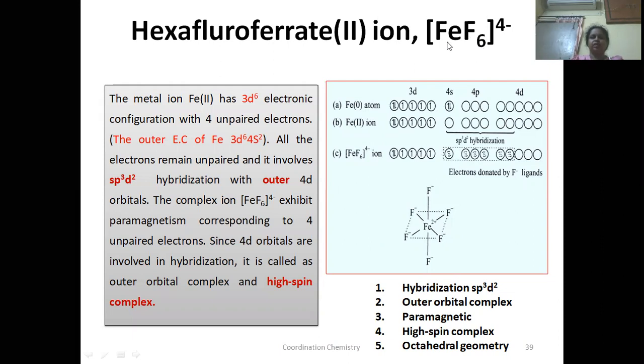Central metal atom is iron, and the charge is -4. The charge on each fluoride is -1. 6 fluorides are there, so -6. 6 minus 4 is +2. Therefore, charge is +2. Since this is an ion, we have to indicate ion. So we have already discussed the electronic configuration. What is the atomic number? 26, and the outer electronic configuration is 3d6 4s2. So what is the oxidation state? +2 is the oxidation state.